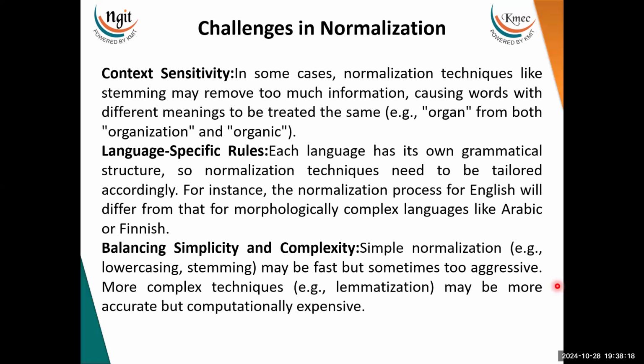Then we have language specific rules. Each language has its own grammatical structure, so normalization techniques need to be tailored accordingly. For instance, the normalization process for English will differ from that for morphologically complex languages like Arabic or Finnish. Right? Then balancing simplicity and complexity. Simple normalization, for example lowercasing or stemming, may be fast but sometimes too aggressive. More complex techniques like lemmatization may be more accurate but computationally expensive.